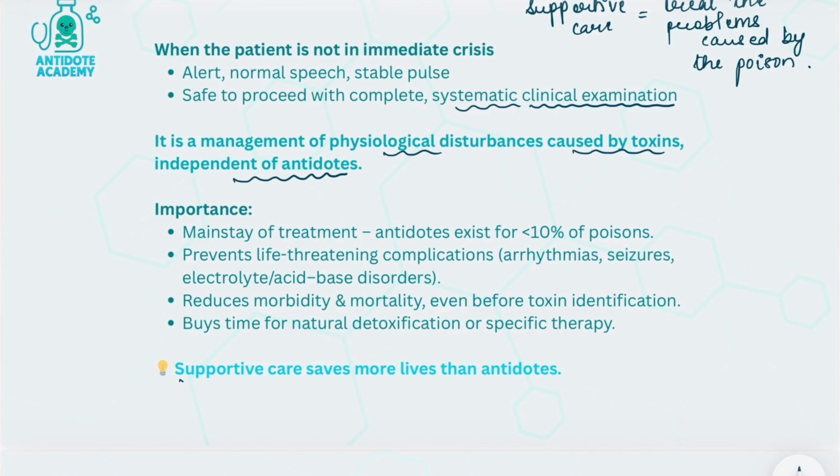Why is it important? These are the four points for why it is very important to give supportive care first. First, most poisons do not have antidotes. Less than 10% of poisons have an antidote. Second, supportive care prevents life-threatening complications like abnormal heart rhythms, what we know as arrhythmias, seizures, and electrolyte and acid-base disorders. Third, it reduces sickness or death even before we know which poison was taken. And lastly, it buys time for the body to detoxify naturally or until a specific treatment is available.